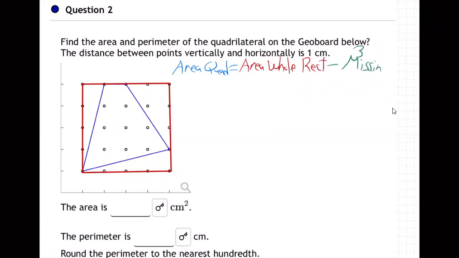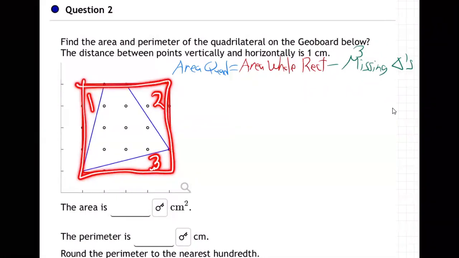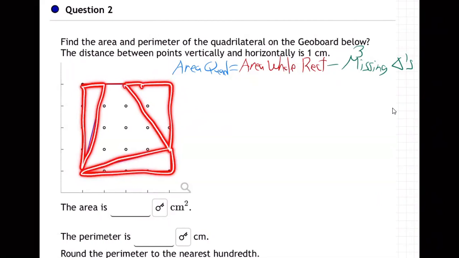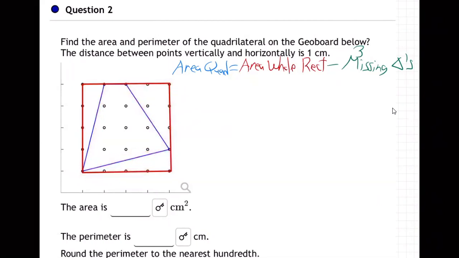3 missing triangles, right? See those 3 missing, number 1, number 2, and number 3, those 3 triangles that are missing area. So I'm going to take the whole rectangle's area, and then I'm going to subtract this triangle, and this triangle. So I take the whole rectangle and I subtract those 3 triangles. The difference will be the quadrilateral in the middle. Is that good? So let's do it.